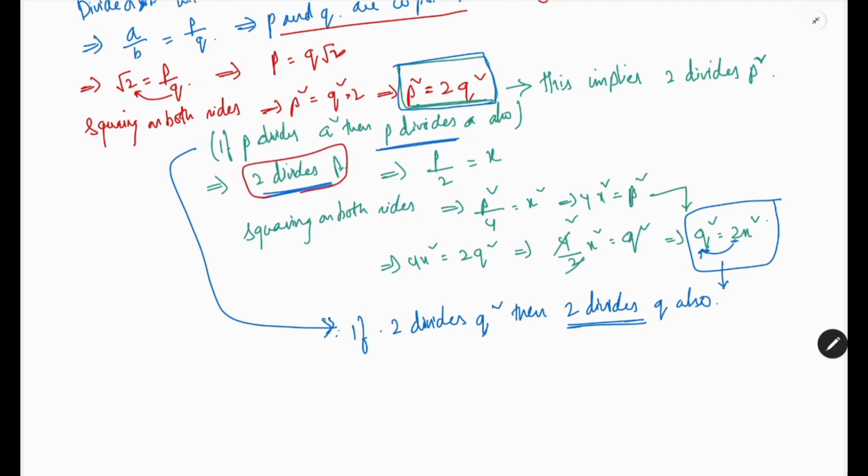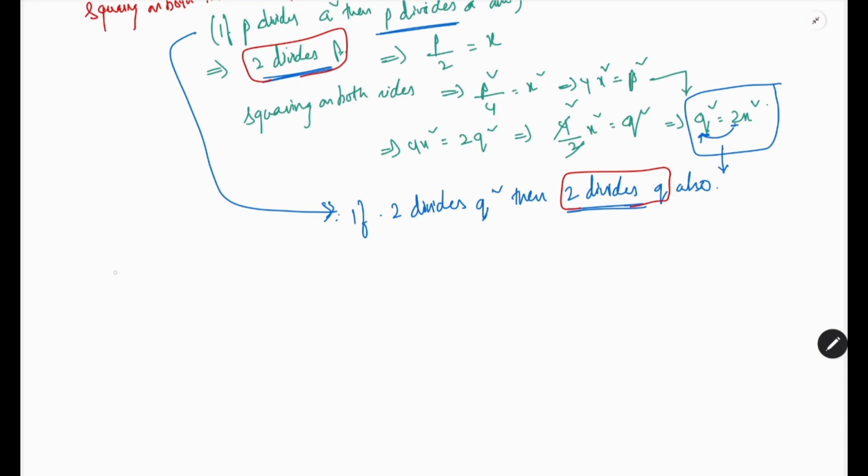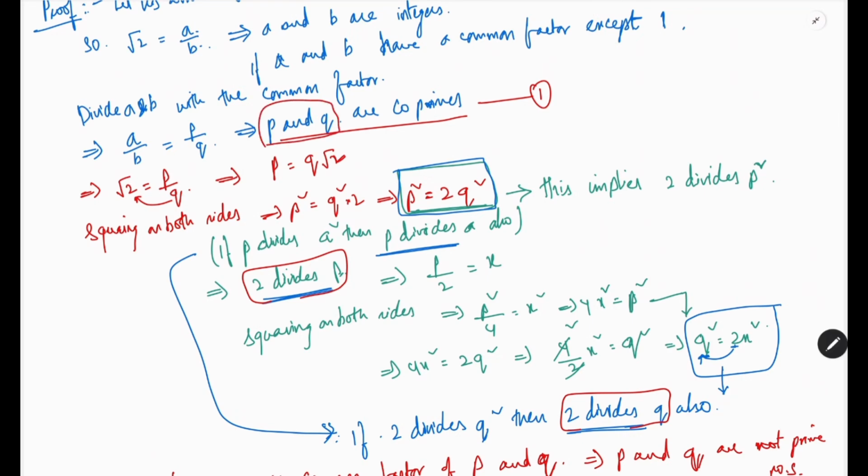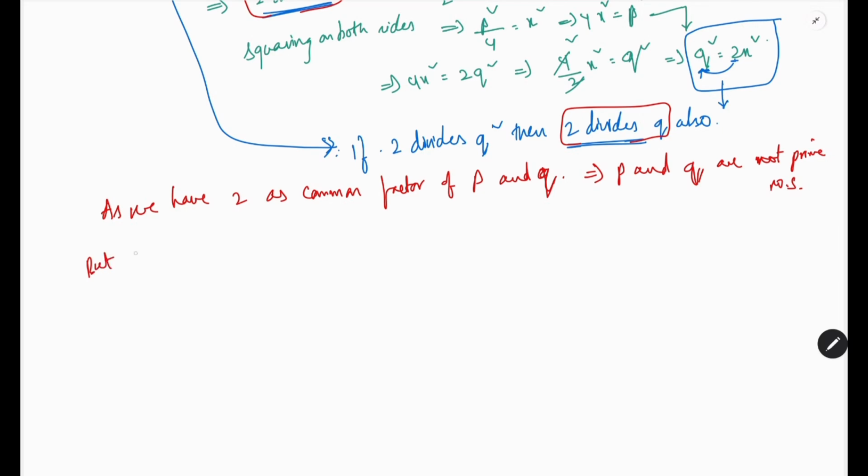So we have got 2 as a common factor of P and Q. Then P and Q are not co-primes. But from the first equation we have seen that P and Q are co-primes. This is a contradiction.